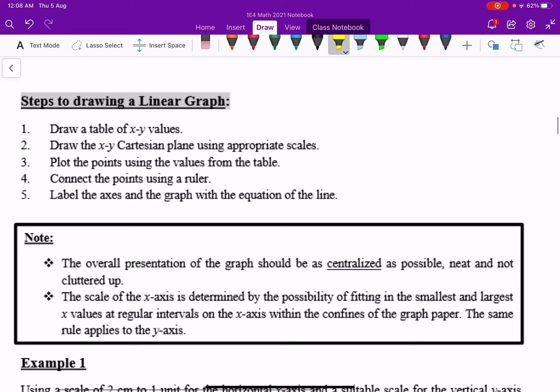Now, let me just show you how to draw a graph. To draw a graph, there are 5 steps. First, draw a table. Draw the plane with the appropriate scale. Plot the points. Connect them. And then after that, you need to label the axis and the equation of the line. So there are 5 parts that you need to do when you draw a graph.